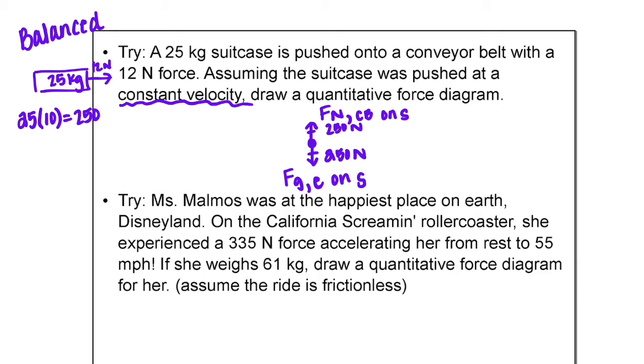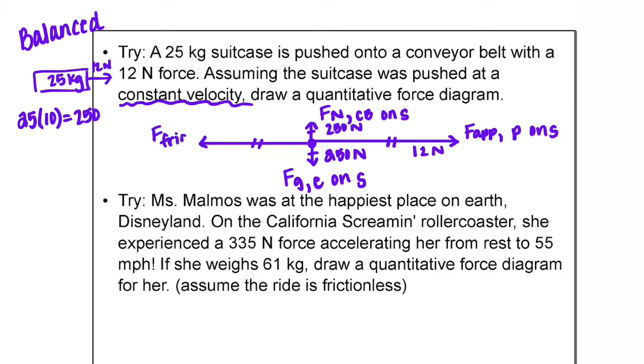Now I'm going to draw my horizontal forces. I'm going to draw them long so that I have room to label them. I know that there is an applied force. I'm assuming this applied force is coming from a person on the suitcase, and I know that this applied force is 12 newtons because they gave that to me in the problem. Since this is happening at a constant velocity, this means this force is balanced out with another force that is equal and opposite. So this other force, the only thing I can think of is friction. This is also coming from the conveyor belt on the suitcase. So if my applied force was 12, that means my frictional force is 12.